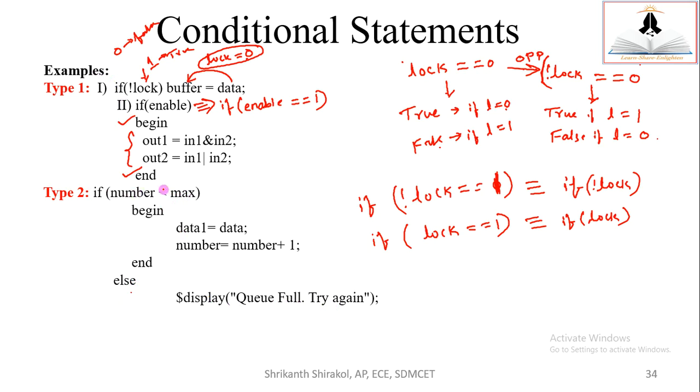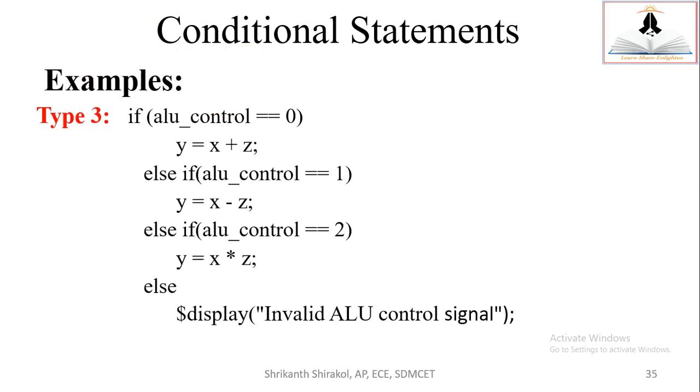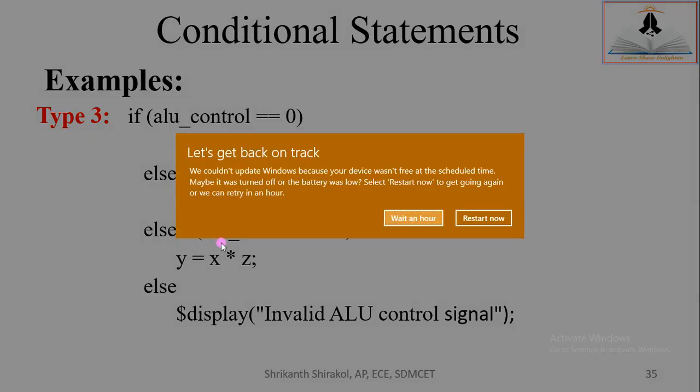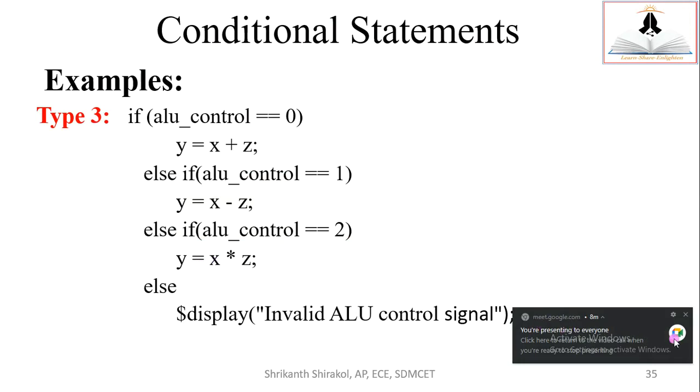Type 2, this is the first example. If this is true, this will execute. If this is false, the else part, the false statement, will execute. Got it? I think things are clear. Very easy. Because you have learned the same things in your C program, I feel that you will not face any problem in understanding it.